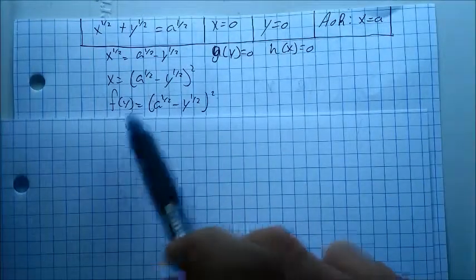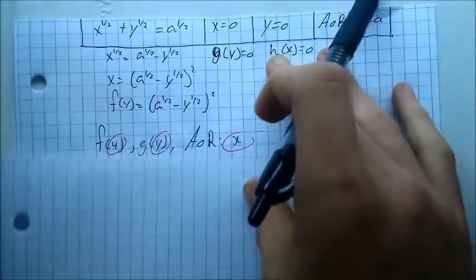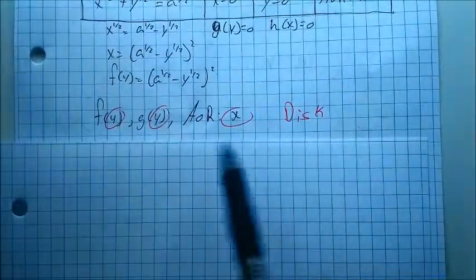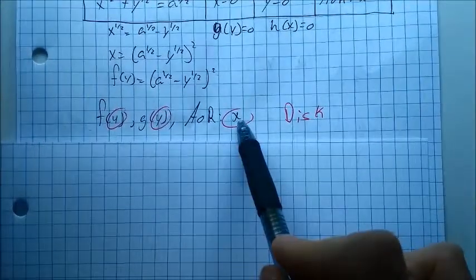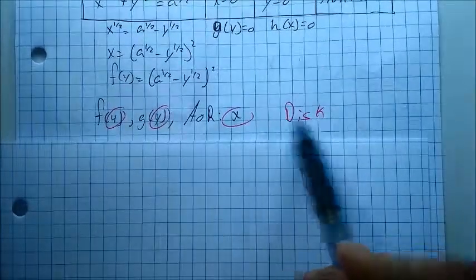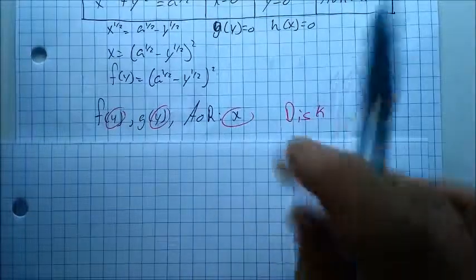Now we have two functions expressed in terms of y. We have f of y and g of y, and our axis of rotation is x. So because these two are the same and this is different, we can use the disk method. If all of them were the same, we would use the shell method. But because this one's different, we use the disk.